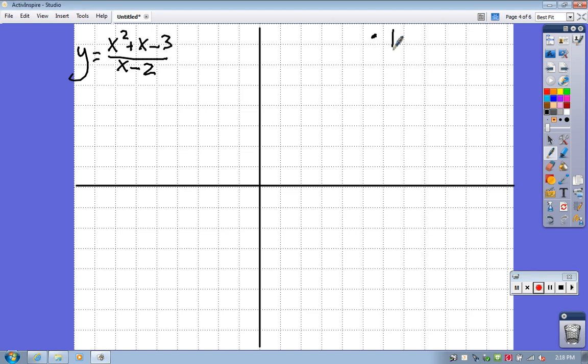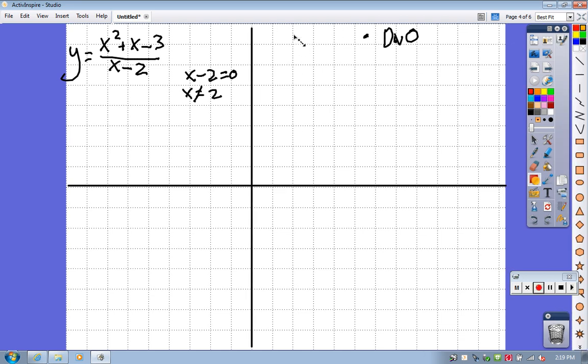So first big question: divide by 0. When do I end up dividing by 0? So set that denominator to 0 and solve it. Add 2 to both sides. x is 2. So I know that x cannot be 2. It gives me my vertical asymptote.